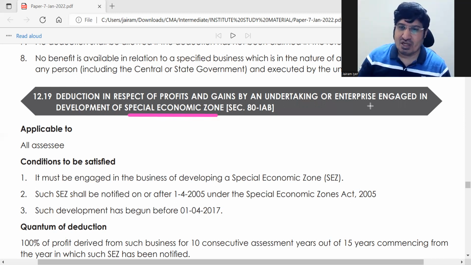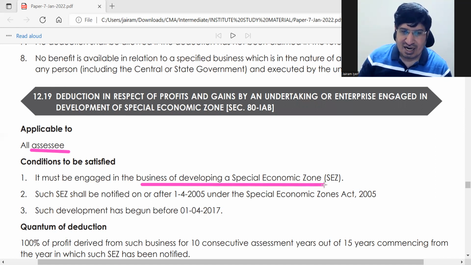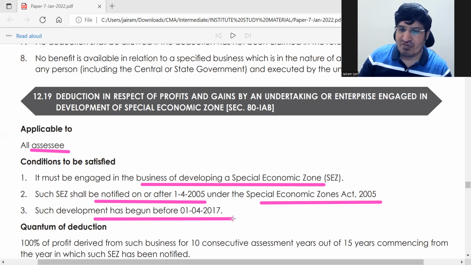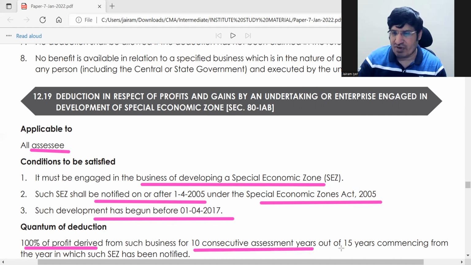ठीक है, तो यहाँ पे it's applicable to all SSC. ठीक है, business of developing SEZ. ठीक है, and it should be notified on or after 1/4/2005 under Special Economic Zones Act 2005. Okay, and development has begun before 1/4/2017. ठीक है, these are some of the conditions here. जैसे मैं बोला हूँ आपको कि do not focus too much on the dates. ठीक है, deduction is 100% of the profit, again 10 out of 15 years. Okay, ठीक है, ये तो same है.